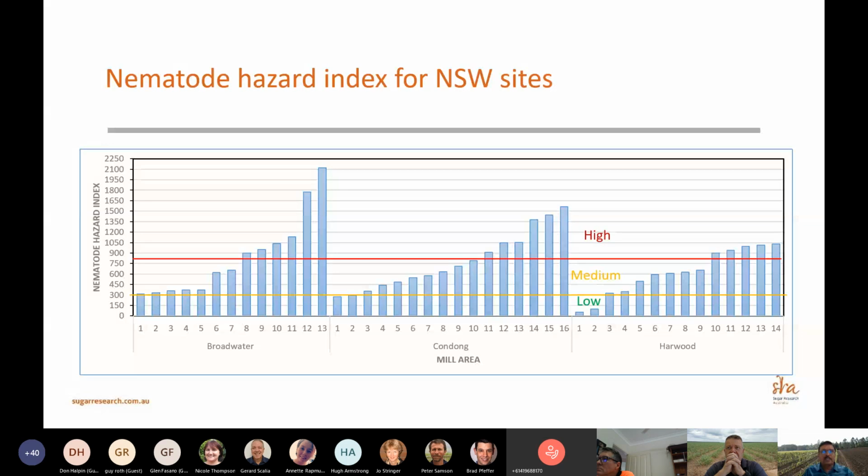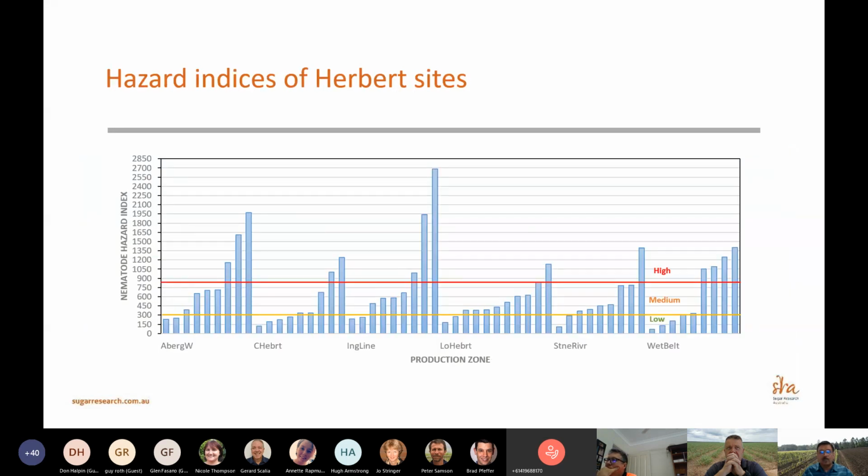So this is the result of New South Wales. You can see that most of the farms we have surveyed in Broadwater, Condong, and Harwood Mill area have a medium to high nematode hazard index. That means that they are potentially incurring yield loss. We have found a similar result in Harwood.